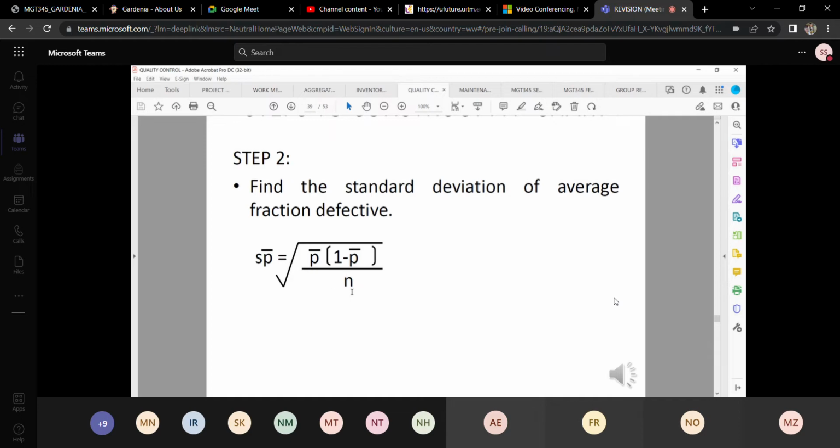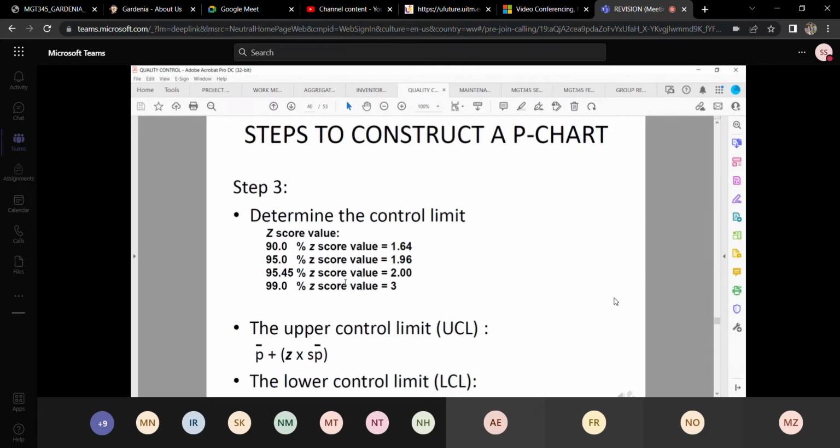Be careful when you choose or select your small n, the sample size. Sample size is the product that you check. Sum of n is the total of the sample size. Small n is the sample size itself. Berapa banyak yang you check.